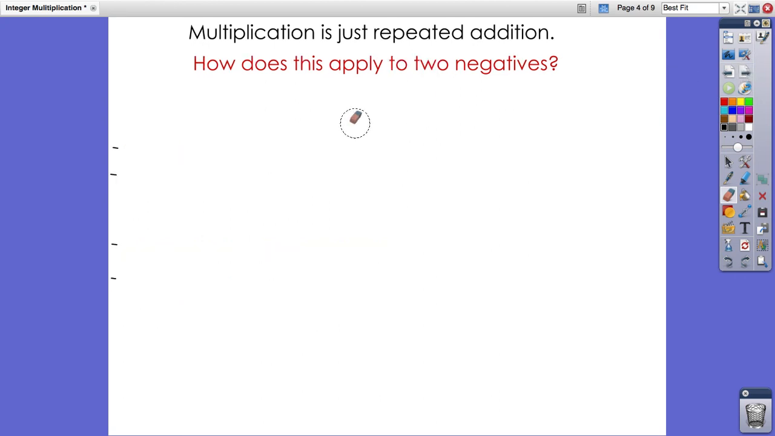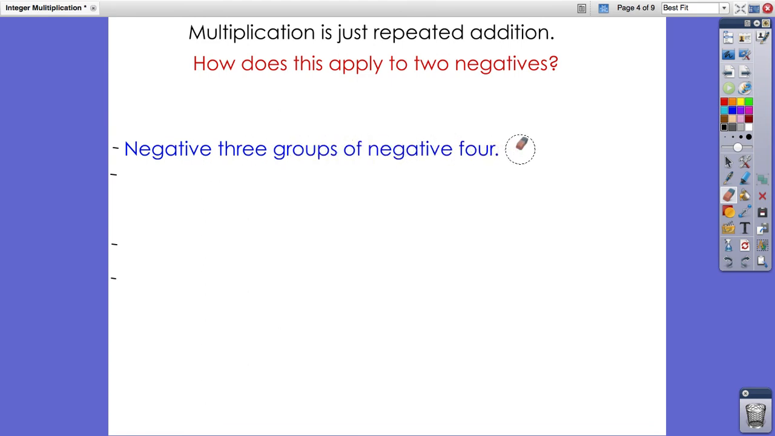All right. How does it apply though if we have 2 negatives? So here we have negative 3 groups of negative 4. Things get a little weird now and maybe a little less intuitive. So if you have negative 3 times negative 4, what's this going to look like in terms of repeated addition? That's the question here.